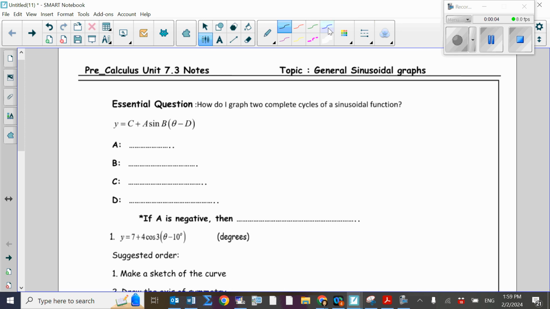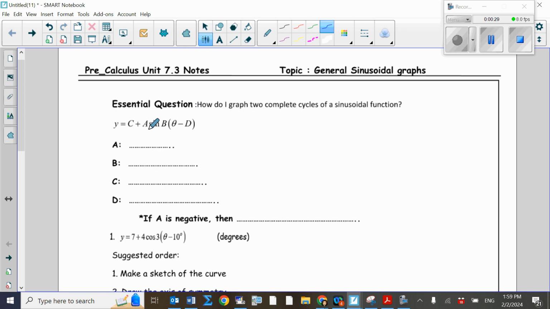Hi everyone, we are going to work on 7.3 notes, general sinusoidal graph. We're going to learn how to graph two complete cycles of a sinusoidal function. Y equals C plus A sine or cosine of B times (theta minus D) is the general form of a sinusoidal function. Now we're going to learn what each of these letters means.